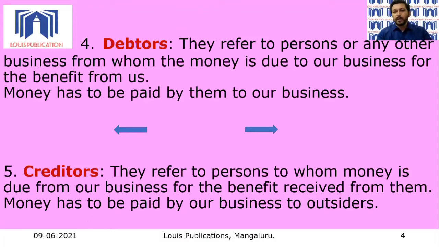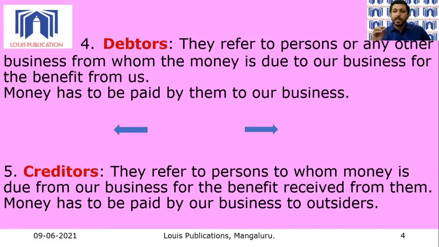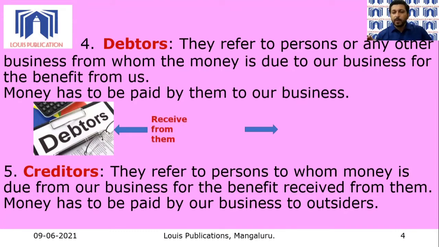Let's move to the next important term in the business, and that is debtors. What do you mean by debtors? Debtors are basically persons or any other business from whom money is due to our business. We have given a benefit to our debtor. Let's imagine we have sold goods on credit, say to Mr. Akash. So Akash becomes our debtor because the business has to receive money from Akash. So money has to be paid by Akash, in this example, to our business. That's why that person is referred to as a debtor. So debtors are basically people from whom the business has to receive money.